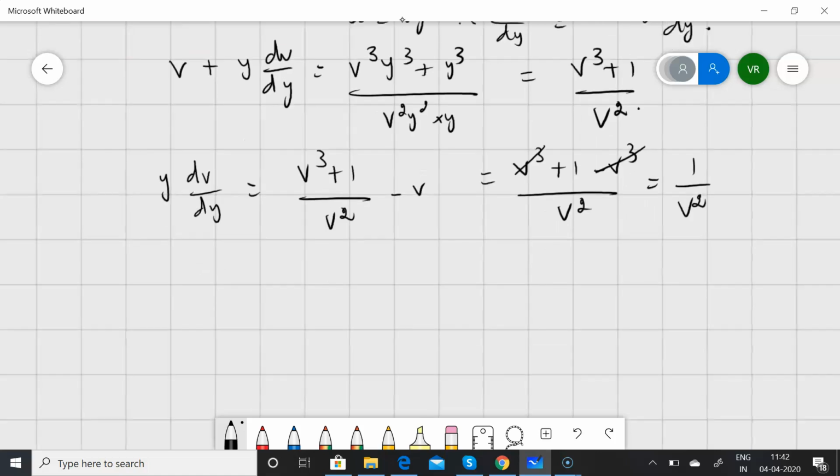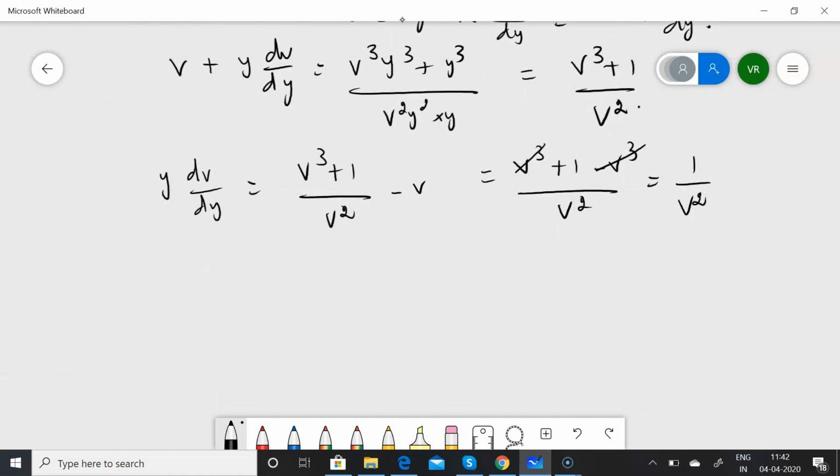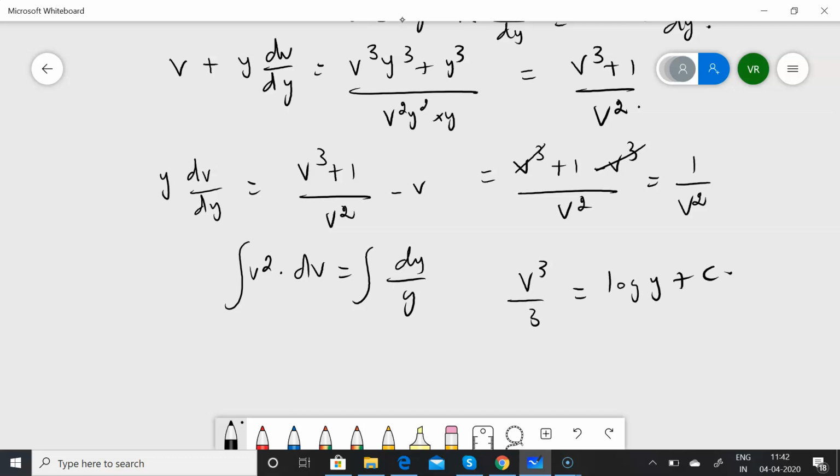So now you can separate the variables. In other words, it is now going to be v squared dv is equal to dy by y. Now integrating on both sides, I'll be left with v cubed by 3 is equal to log y plus c. Now substituting back for v, you get x cubed by 3y cubed is equal to log y plus c.